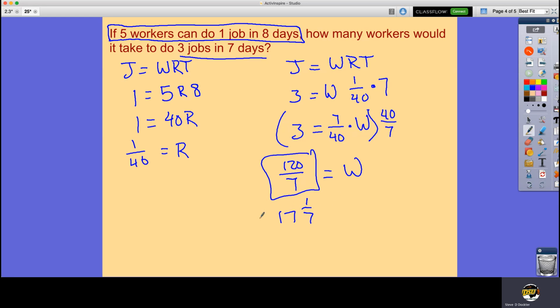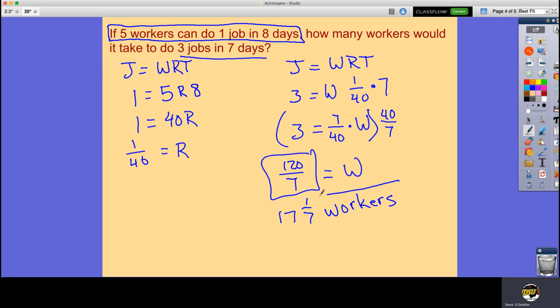Now, when you get a fractional worker, then they have to make the choice at this point. Do we hire just 17? Do we hire 18? Do we hire all of those for the entire time? Or do we say, all right, we're going to hire 17 full workers, and then this extra worker is only going to work like 1 day a week or something like that, okay? But that's how they use this information to figure out who they need to hire.